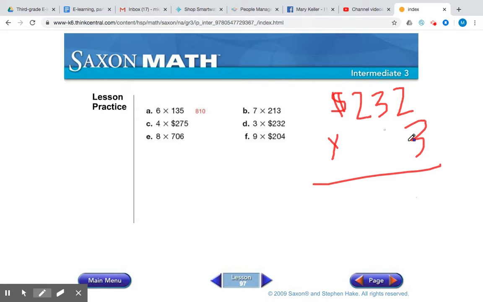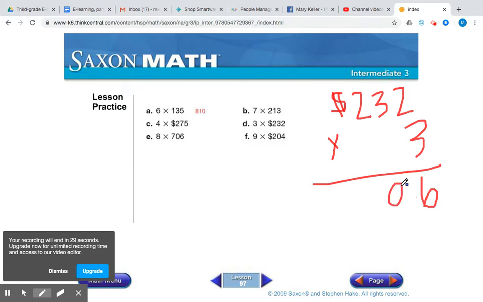Remember, we have to multiply each number by that 3. So 2 times 3 is 6. If you said 6, you got it right. When you do the 3's, 3 times 3 is, you said 9, you've got it right. 2 times 3 is, you said 6, you've got it right. So $696.